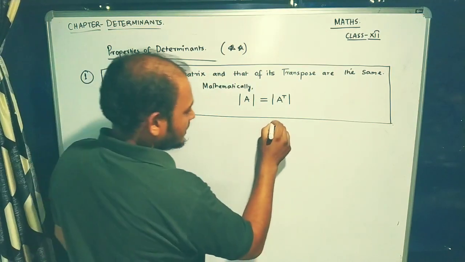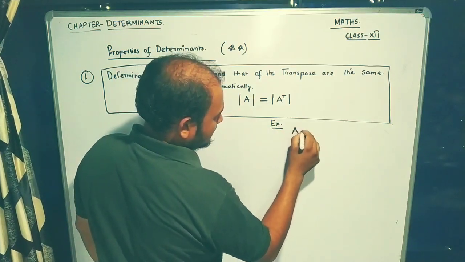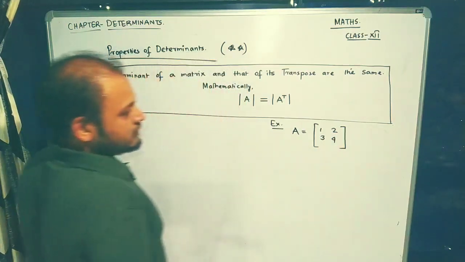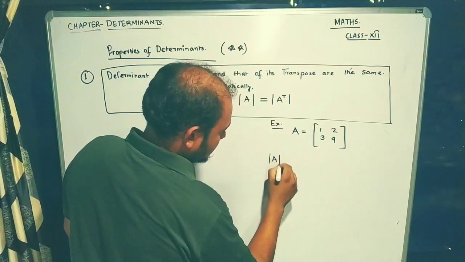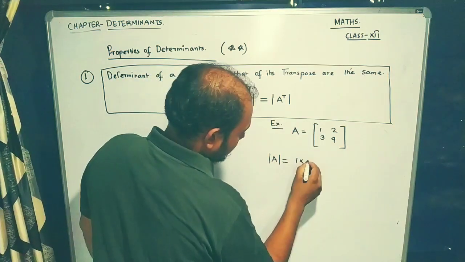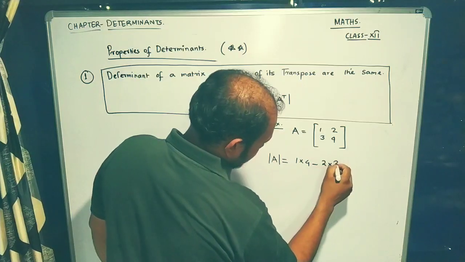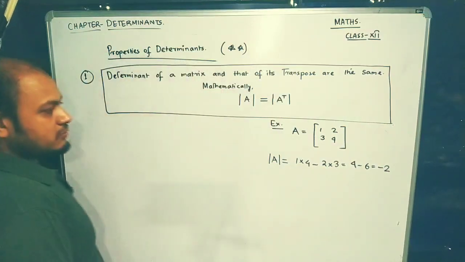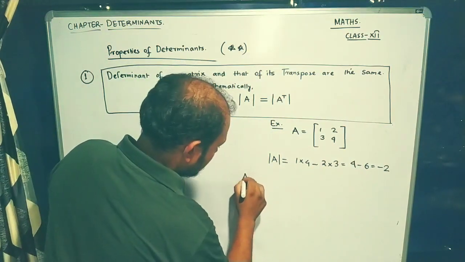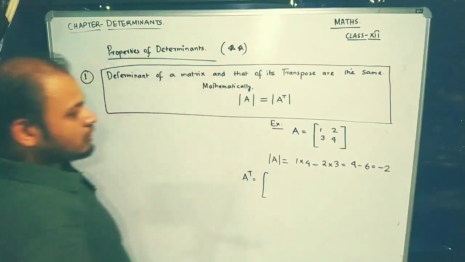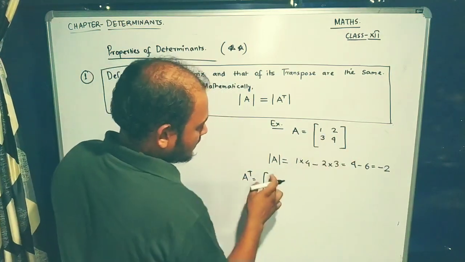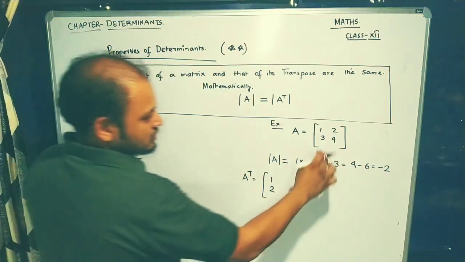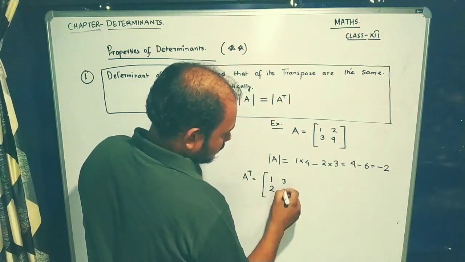If I show you by an example, let us say that we have a matrix A equal to 1, 2, 3, 4. Can you find its determinant? Determinant of this matrix will be 1 into 4 minus 2 into 3, that is 4 minus 6, which is minus 2. Now take A transpose. Rows will change to columns. The first row, 1, 2, becomes the first column 1, 2. The second row, 3, 4, becomes the second column.